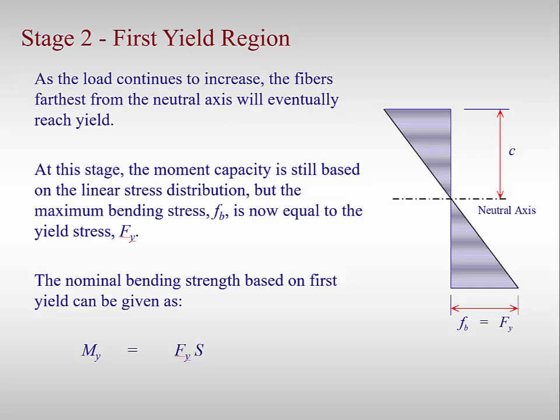As the load is increased, the extreme fiber stress will eventually reach yield. While the extreme fiber stress has just reached yield, note that the remainder of the stress distribution is still elastic. Therefore, the cross-section can actually carry additional load. The moment capacity at this stage can still be computed using the elastic stress distribution. Note that the stress value is now the yield stress, capital F sub y. We can designate this first yield moment capacity as M sub y.